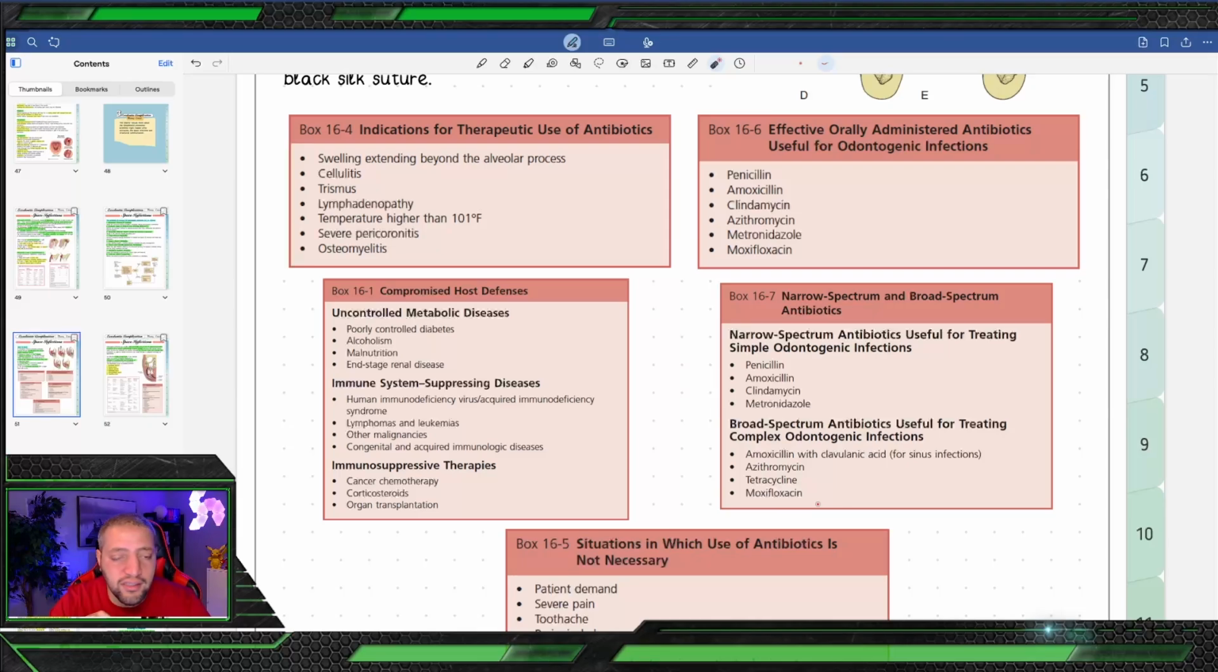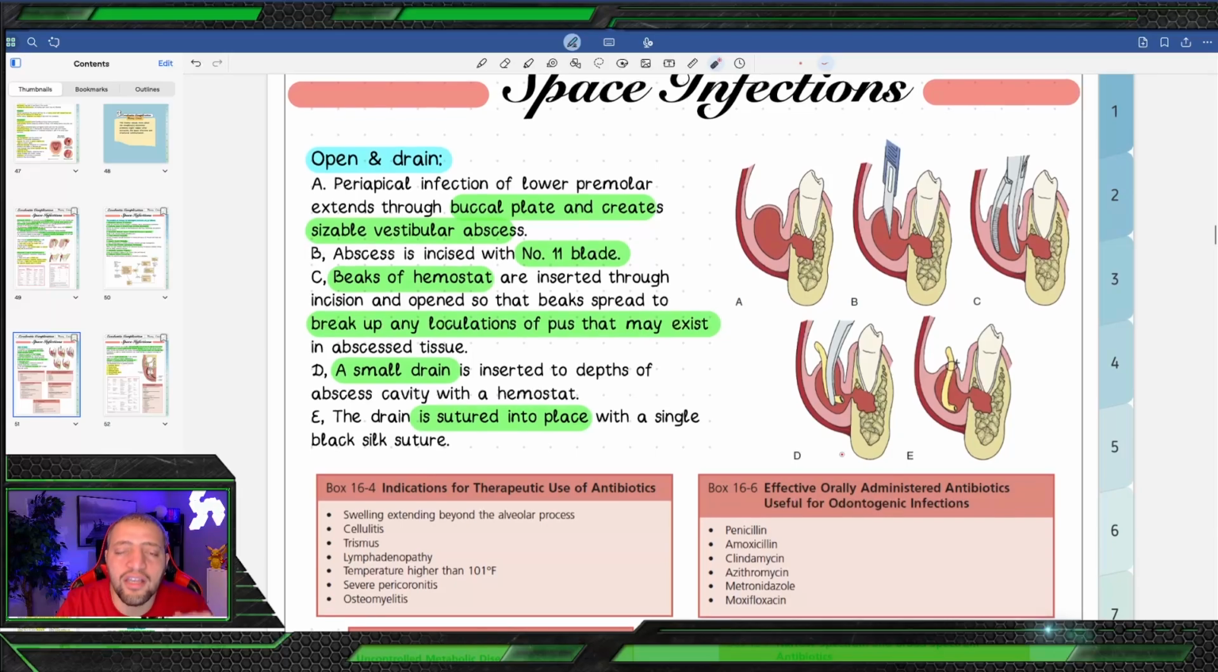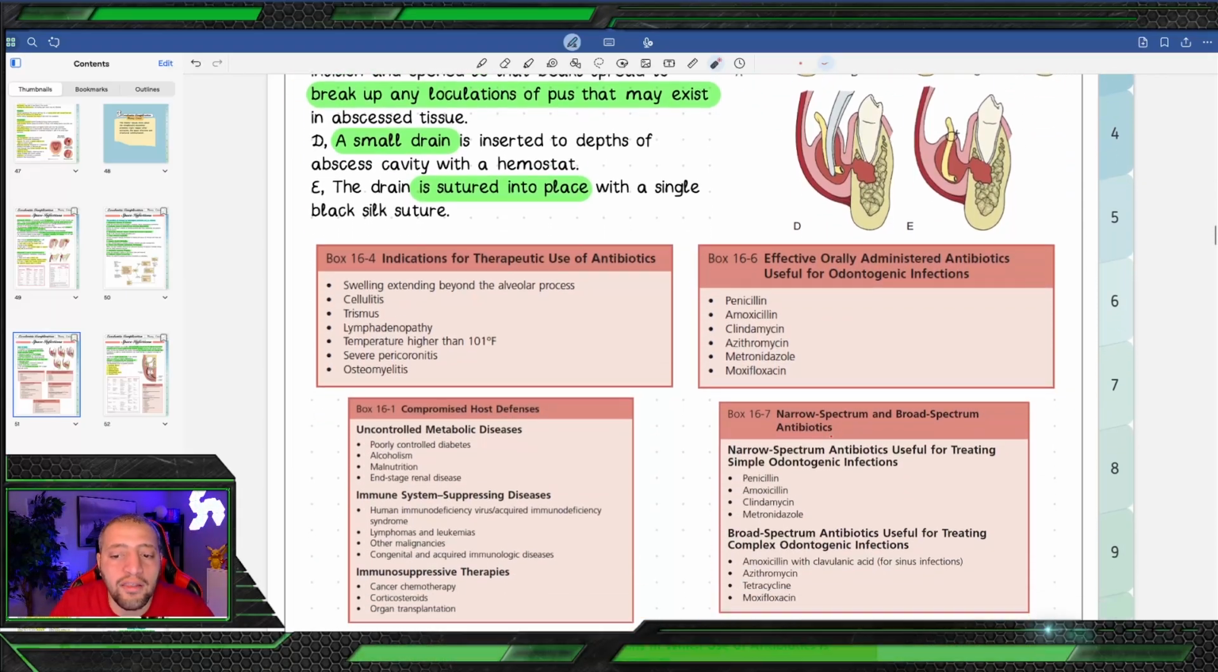So out of this picture, I would like you to understand that every space infection we are going to start with incision and drainage, and not all space infections will be given antibiotic. I hope you catch the concept and really understand it, because this will solve a lot of mystery and a lot of questions going forward.